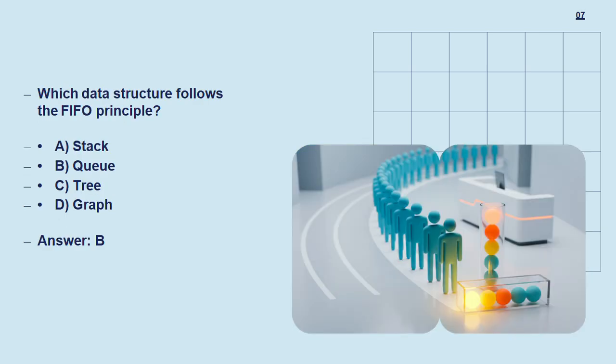Next question is: which data structure follows the FIFO principle? FIFO is first in, first out. So this principle is followed by the queue. So here the correct answer is option number B.